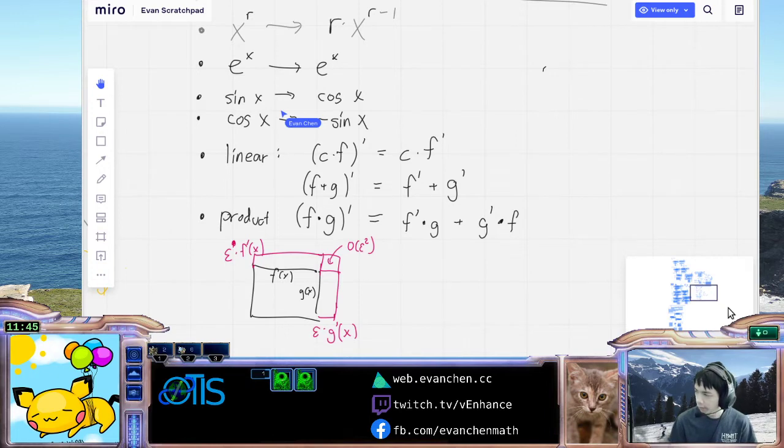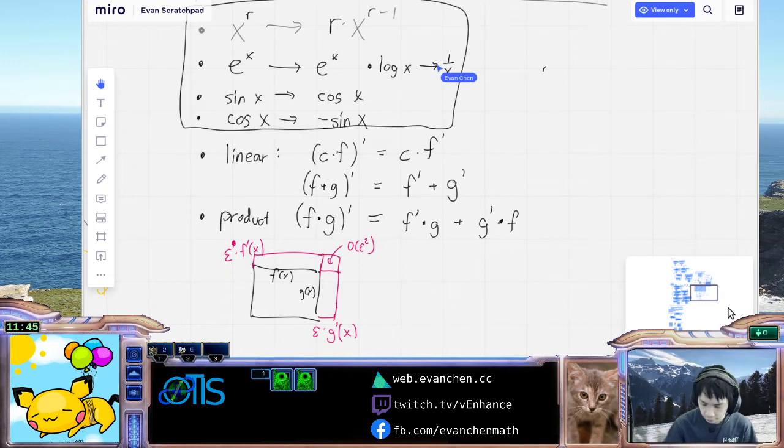I think I forgot one base example I wanted. You might run into logs in Olympiads as well. If you see a natural log, its derivative is 1 over x. So these are sort of the 5 base ones that you'll encounter in math contests.